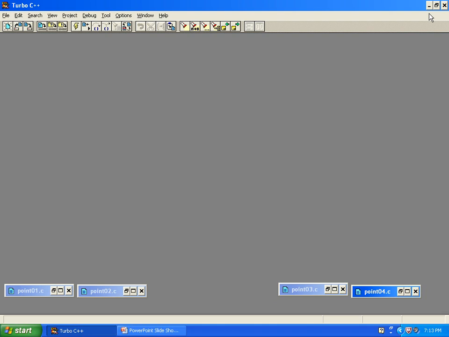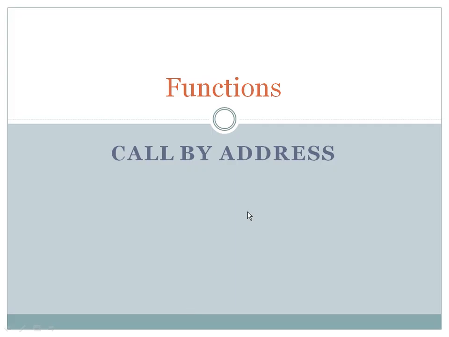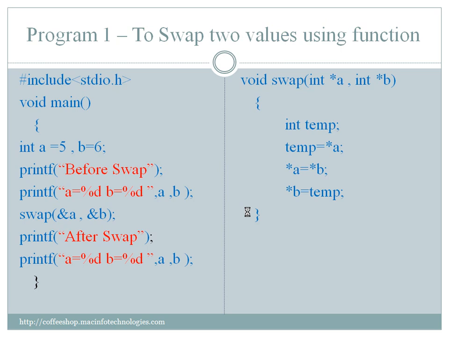This problem has a solution, that is call by address. So we'll see call by address, function call by address. We have the same program here. I'm printing the values before swap here. Till here, everything is the same. A is equal to 5, b is equal to 6. We have declared and initialized. After that, when I call the function, I am providing the address of a and b. You can see I have given ampersand a and ampersand b. So the addresses of a and b are sent.